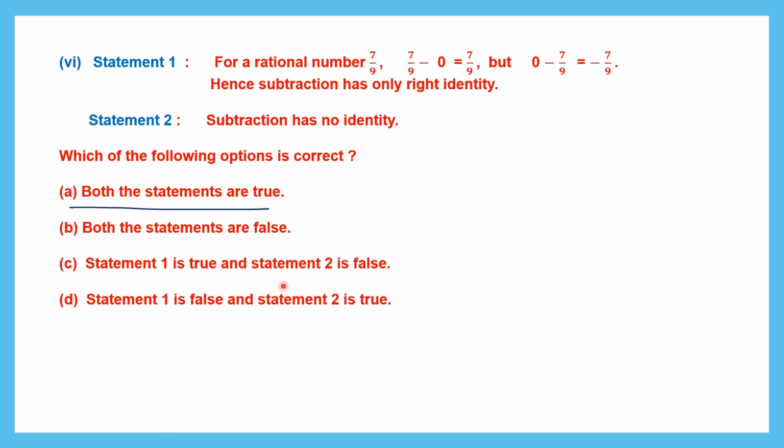So remember, subtraction has only right identity because it works only in one direction. And for it to be a true identity, it should work in both directions. That's why the statement says subtraction has no identity.